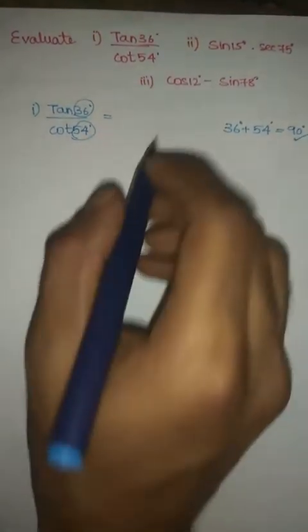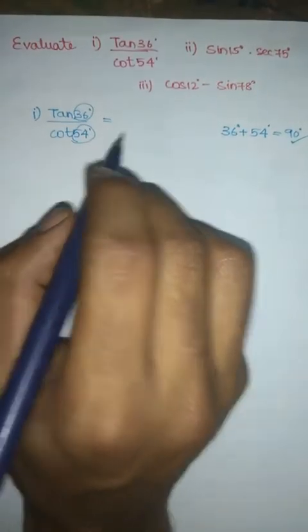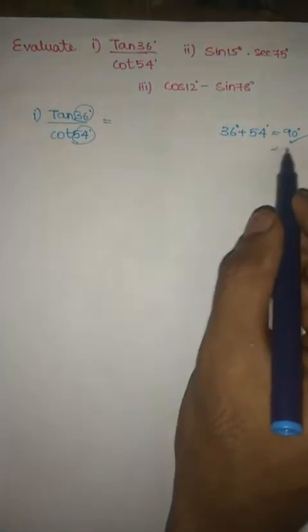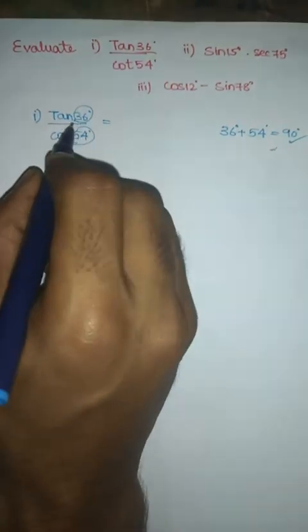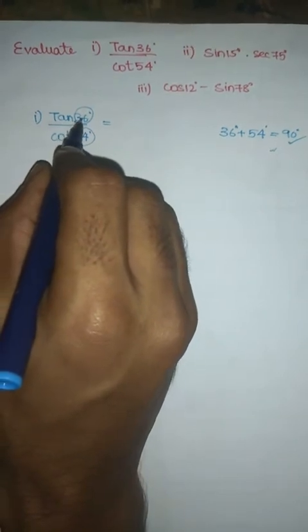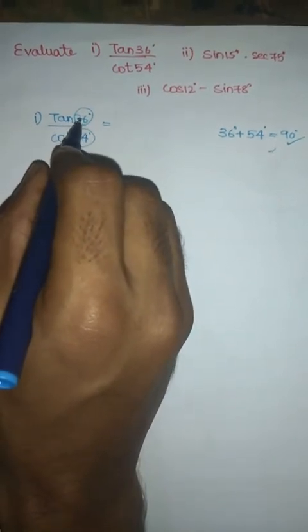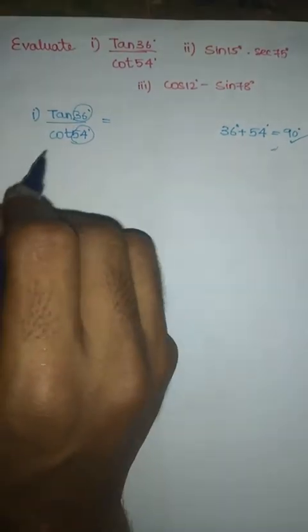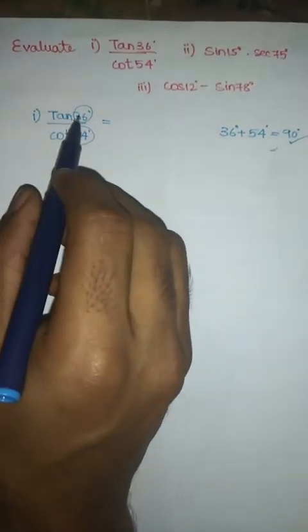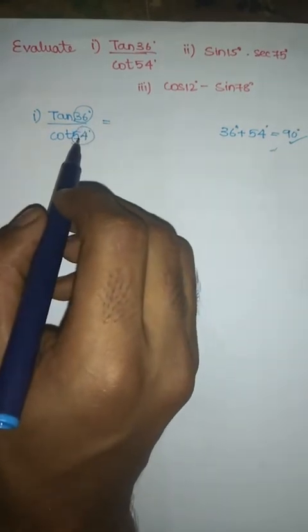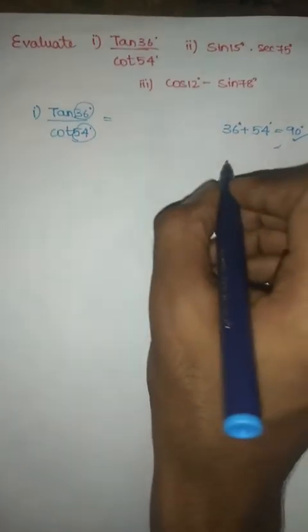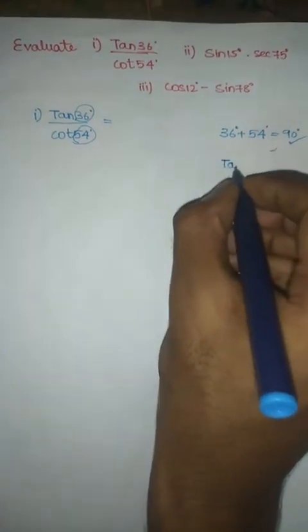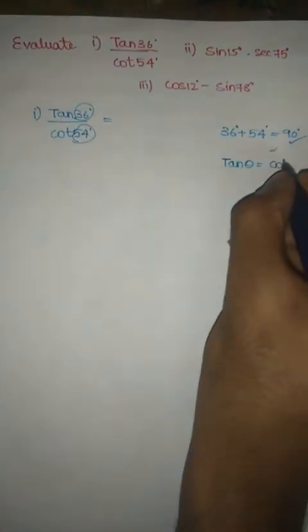So we can use this concept of complementary trigonometric ratios. If the result is not equal to 90, we cannot apply this concept. Remember that. After knowing that you can apply this concept, we need to convert either tan 36 or cot 54 into its complementary trigonometric ratio. I'm converting tan 36. So tan theta is equal to cot 90 minus theta.